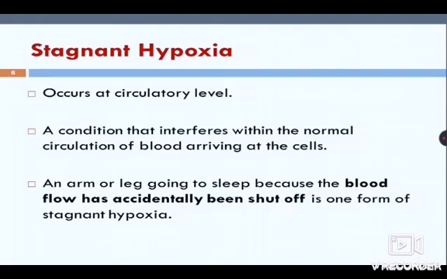We would have experienced this when we are sitting continuously on the floor. We may feel that our leg is numb, and sometimes this may result in hypoxia, stagnant hypoxia. This type of hypoxia will be present in case of heart failure also.